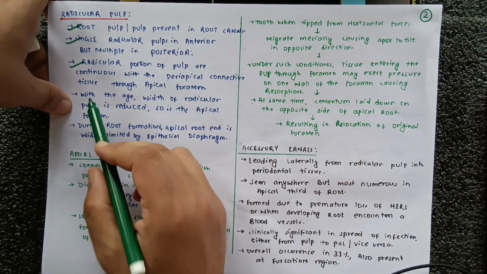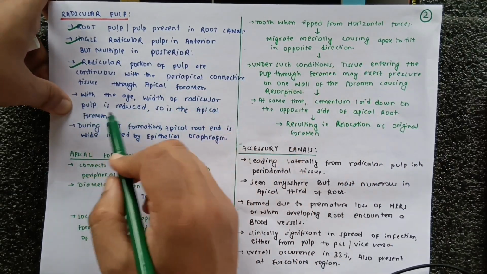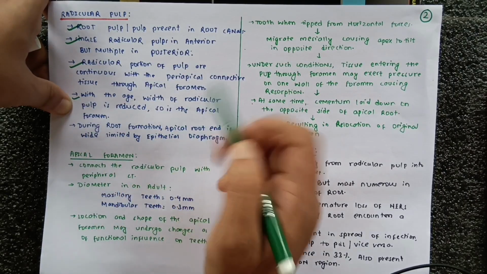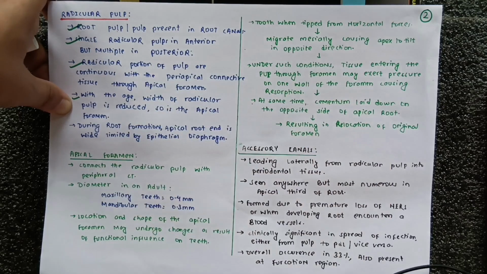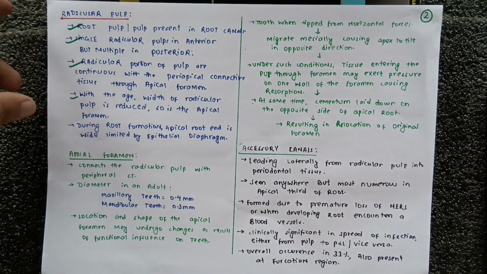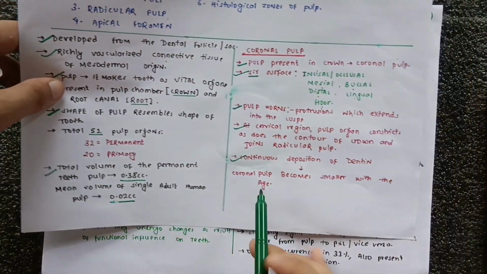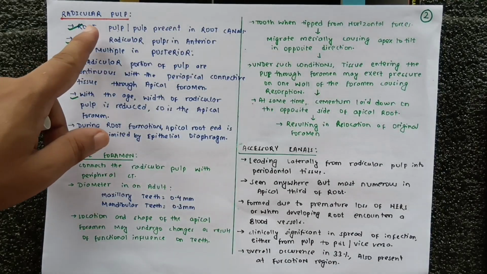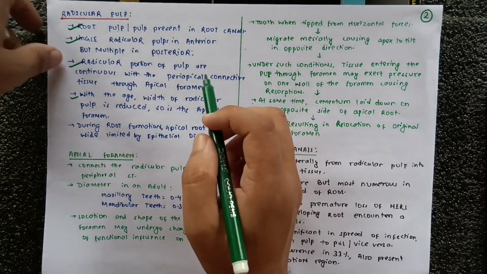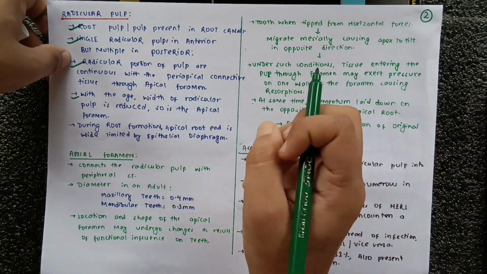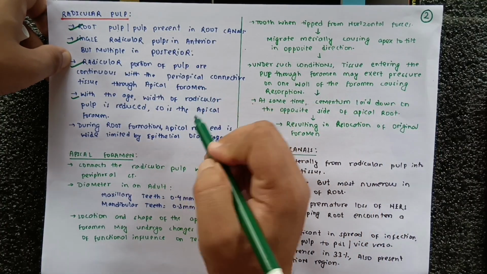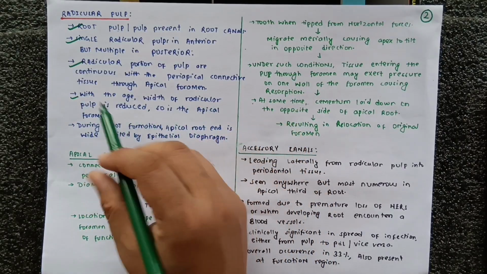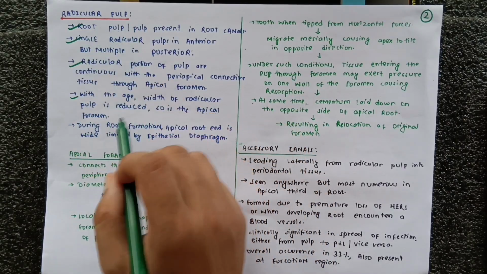With age, the width of the radicular pulp is reduced, and so is the apical foramen. The apical foramen width is also reduced, as I have discussed in this paper. With age, the coronal pulp becomes smaller, and similarly it follows in the radicular pulp too. When the width of the radicular pulp decreases, there is also a decrease in the size of the apical foramen.